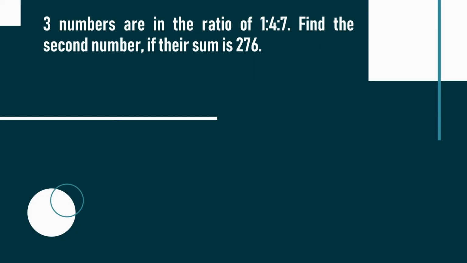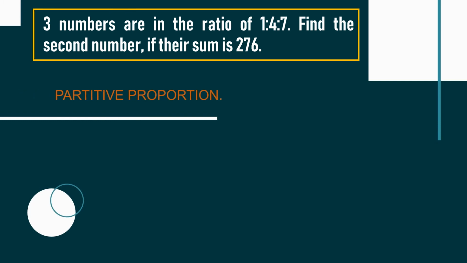And for our final problem, we have three numbers in the ratio of 1 is to 4 is to 7. Find the second number if their sum is 276. This is a partitive proportion since a whole is divided into parts that are proportional to the given ratio.